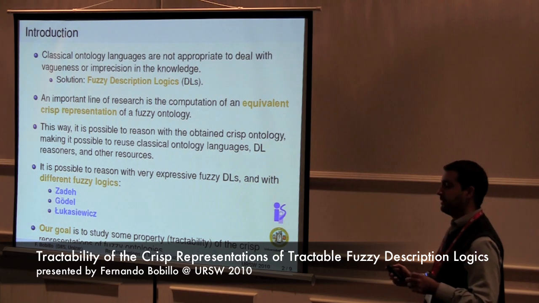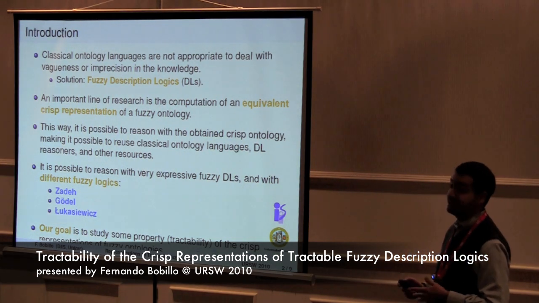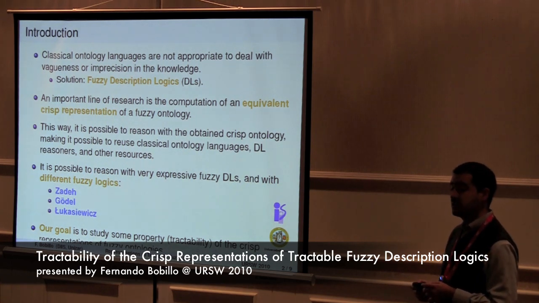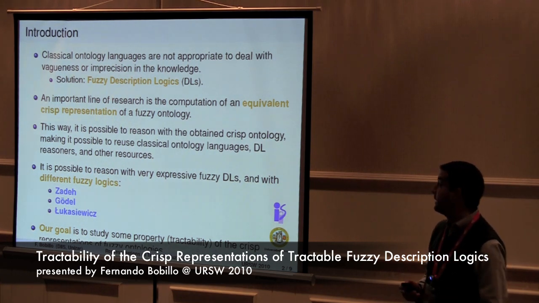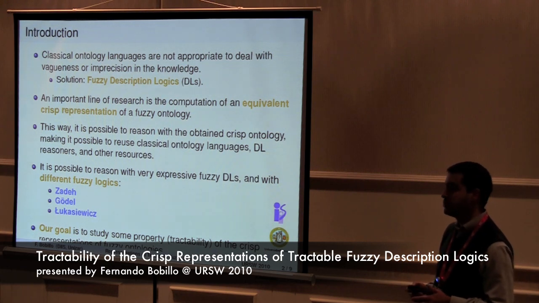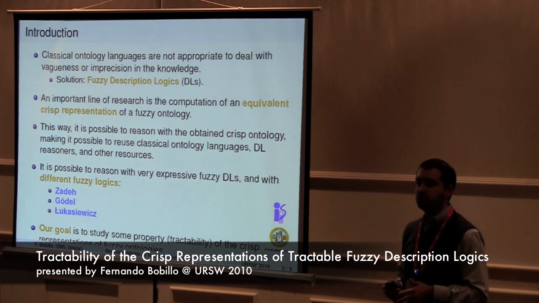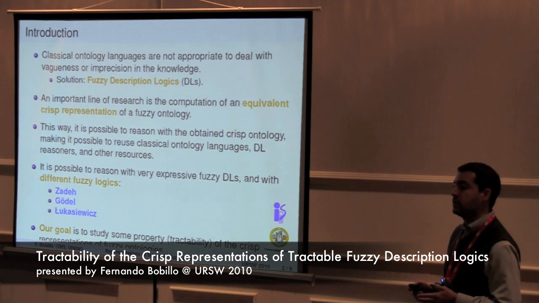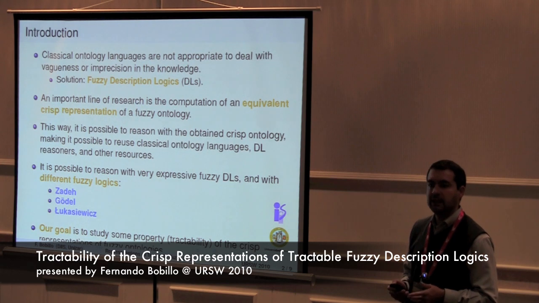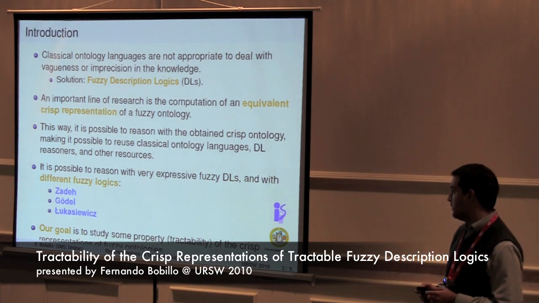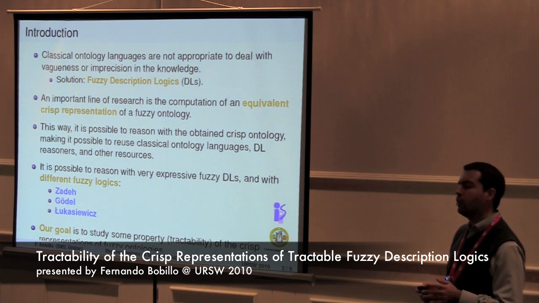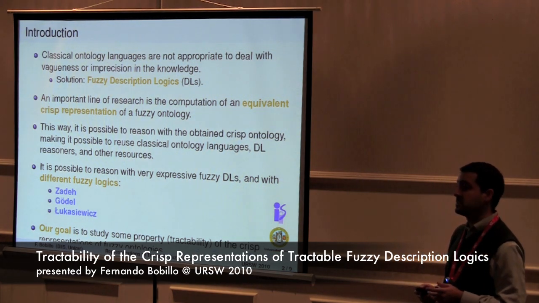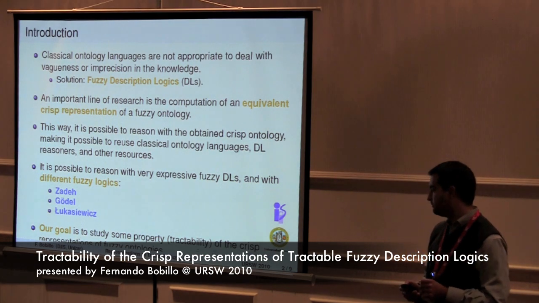As for those that didn't attend my first presentation, one important line of research in this field is the computation of an equivalent crisp representation of a fuzzy ontology. This way, it's possible to reason with this resulting ontology by using standard description logic reasoners, such as FaCT++, Pellet, HermiT, Racer, etc. Also, it's possible to reuse existing resources, such as editors, etc.